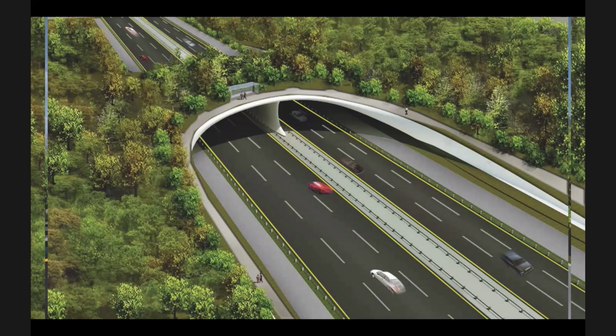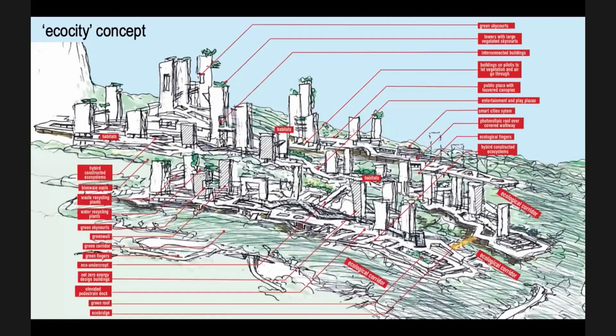This is a drawing that I did to summarize all of this in the slide. All the green features, how to green the city: through ecological bridges, through ecological corridors, through ecological roofs, green walls, green terraces, and so forth. So this is a summary diagram of ecological practice.